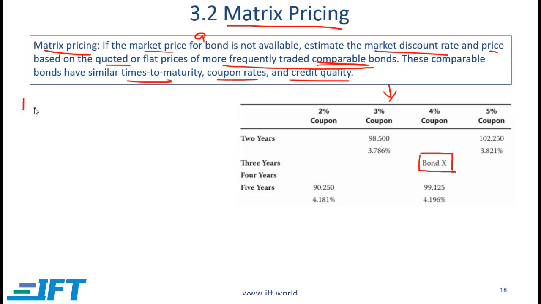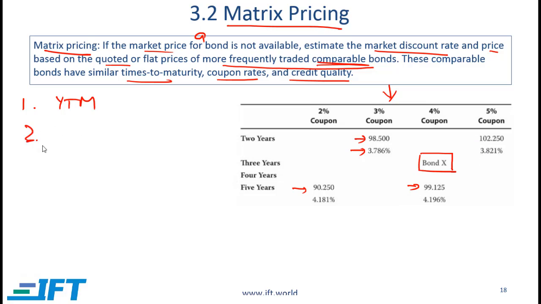The first thing that you need to do is come up with the YTMs based on the price, and that is already given. If you consider this 2-year bond, 3% coupon, based on this price you can come up with the YTM. Similarly, for the other bonds given, you can come up with the YTM using the price.